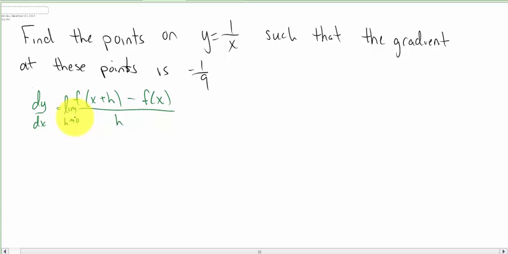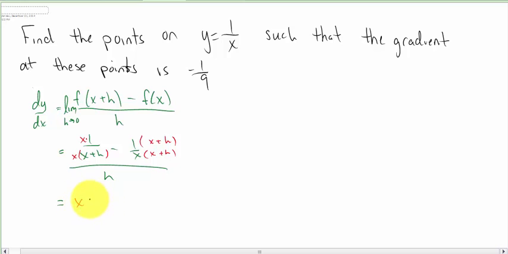There's that derivative formula that we saw in the previous video. So let's use it. 1 over x plus h minus 1 over x, over h. Okay, now this gets a little bit involved because we have to combine some fractions together. We need a common denominator. Remember what we do to the bottom, we must do onto the top.